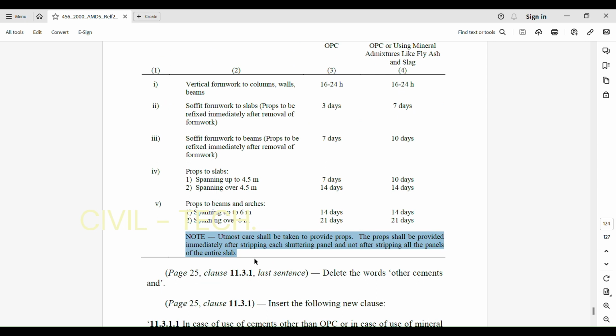Important note is that utmost care shall be taken to provide props. The props shall be provided immediately after stripping each shuttering panel and not after stripping all the panels of the entire slab. So the repropping should happen immediately after the deshuttering of each and every individual panel. I think the stripping time or deshuttering time details will be useful for your learning.